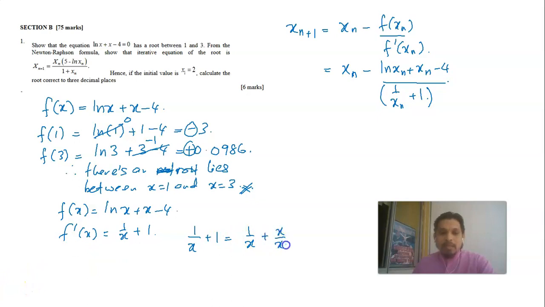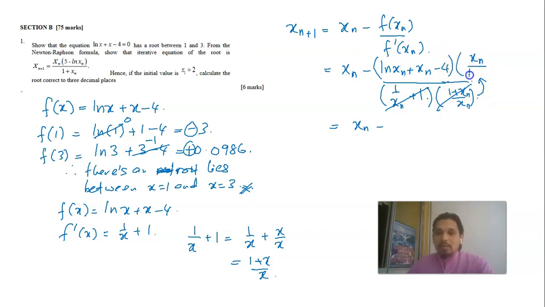Plus x over x, whole, 1 plus x divided by x. So substitute this here as 1 plus x divided by x. If we bring this denominator, we call this fraction above here, it now becomes xn minus... this is xn and xn. It's just like we multiply this as n, xn divided by 1 plus xn. So multiply everything here, you come out with xn natural log of xn plus xn minus 4, divided by 1 plus xn.